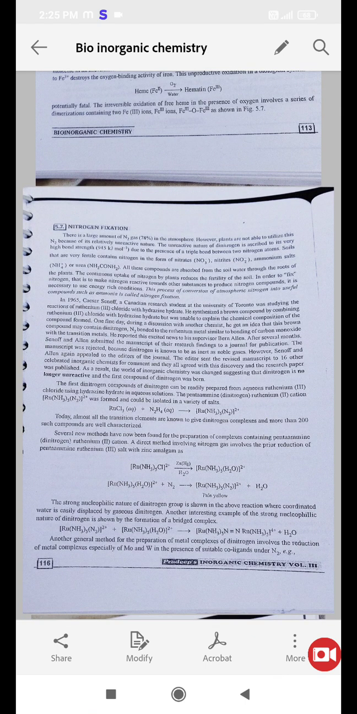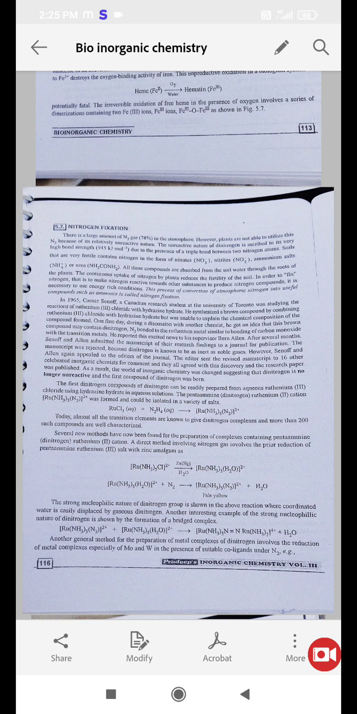Next is nitrogen fixation. There is a large amount of nitrogen gas in the atmosphere, that is 78%. However, plants are not able to utilize this nitrogen because of its relatively unreactive nature. The unreactive nature of dinitrogen is attributed to its very high bond strength, that is 945 kilojoules per mole, due to the presence of a triple bond between two nitrogen atoms.